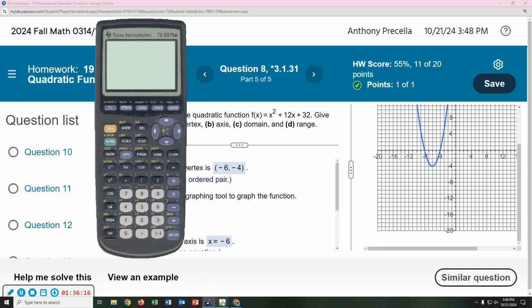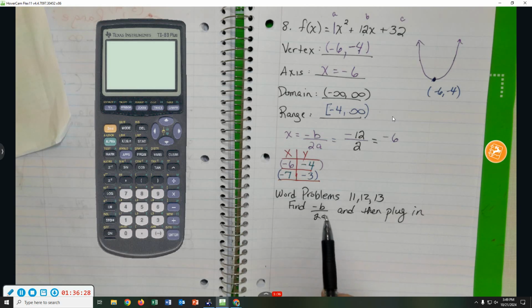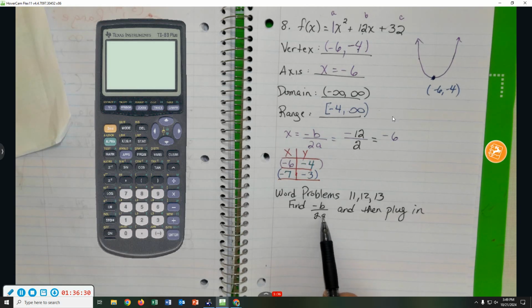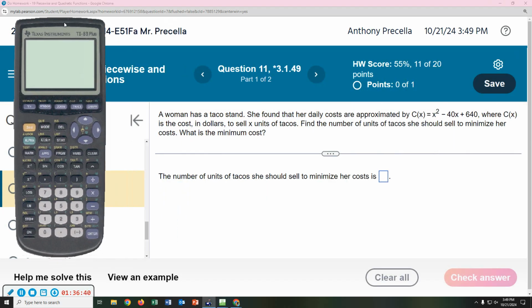Okay. For the word problems, I think they start with number 11. 11, 12, 13. You're going to do this. It's the easiest word problems you can have because they follow a pattern. Find minus b over 2a and then plug it in, you'll get the answer. Hopefully you'll understand the problem, but even if you didn't. Let's do number 11.